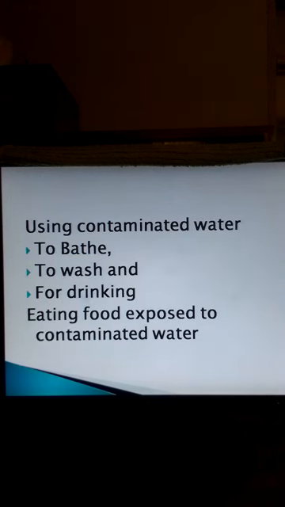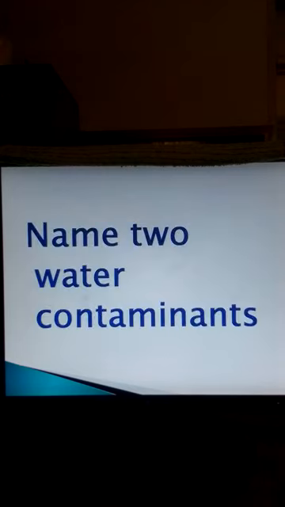Using contaminated water to bathe, to wash, and for drinking can cause the spread of waterborne diseases. Also, eating food that is exposed to contaminated water. Okay. So let's avoid using water which is contaminated for bathing, washing, and drinking. Name two water contaminants.